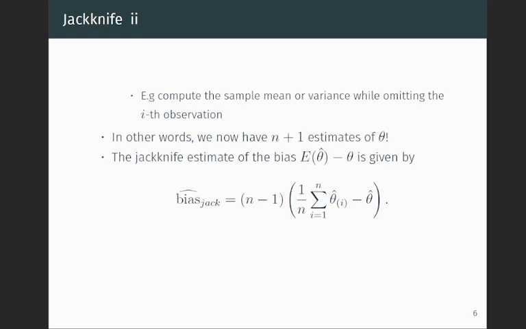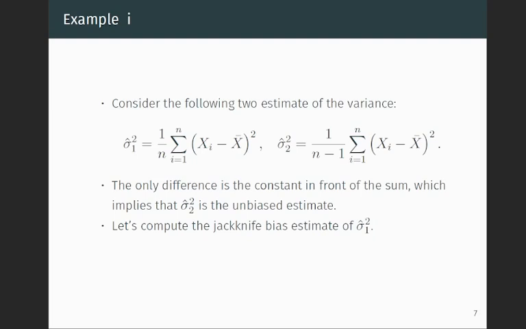And in Jackknife, the formula for estimating the bias is as follows. So the estimate of bias using Jackknife is n minus 1 times the average of all of the estimators that we got by removing one observation at a time, minus theta hat. That's the formula for the bias estimate using Jackknife. So let's look at an example of how we can apply this and how useful it can be.